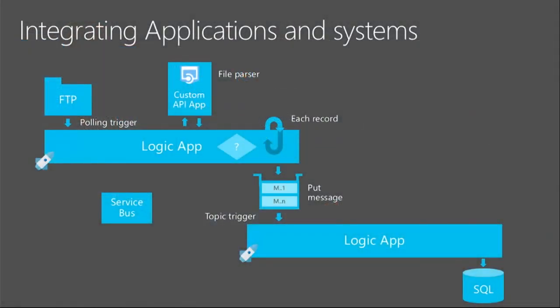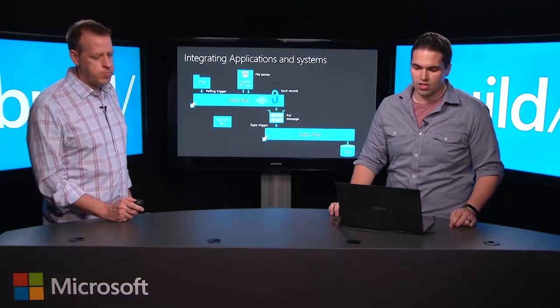I'll just give you a quick walkthrough of what it looks like from the architectural level. We've got an FTP server that we're going to be polling. So we're going to have files that are going to be dropped to the FTP server, and we're going to pick up an Excel file, a CSV file, and we're going to parse that out using a custom API app. That custom API app is going to spin over that file, and it's going to get split out for each record. We're then going to push a message to a Service Bus topic, and we're going to pick that up from another Logic app, which is going to subscribe, pick those messages up, and push into a SQL database.